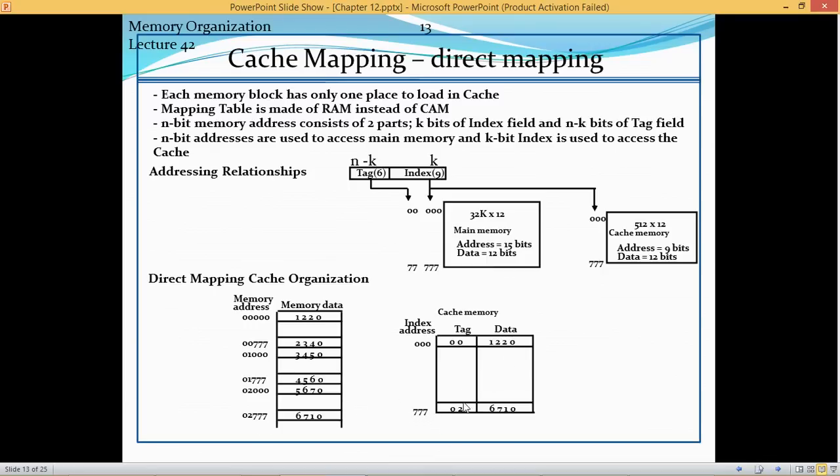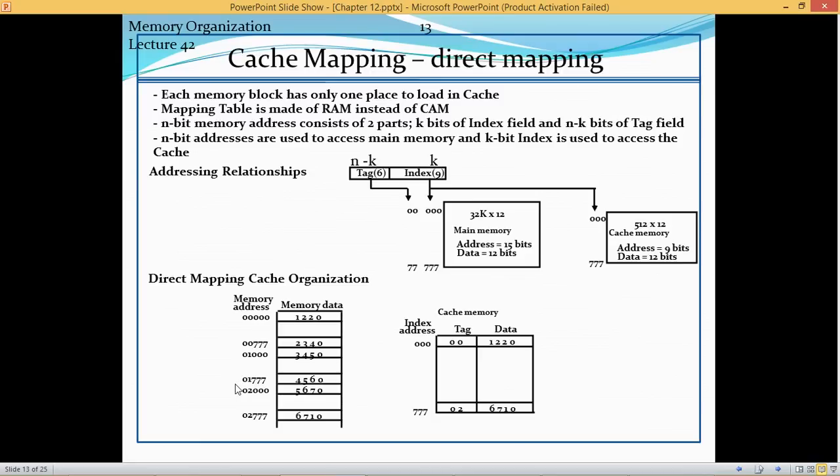So for 777, the tag is 02. If the tag is 02, it means this content, and what is the content? 6710. Now if I replace this value of the tag with 01, then the content which should be stored here should be 4560, because then the tag is matching to this.